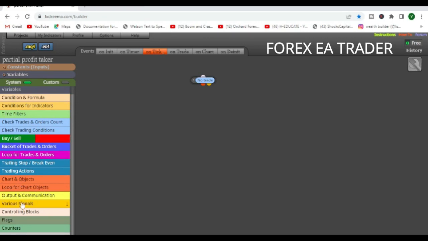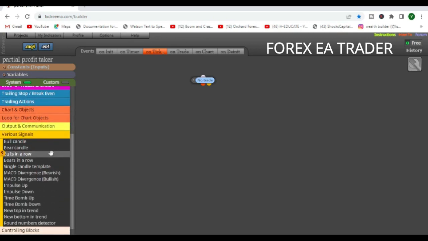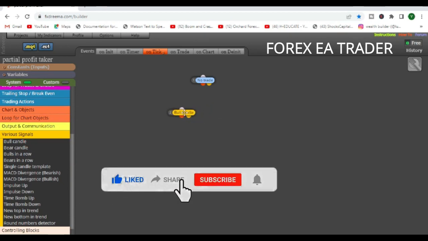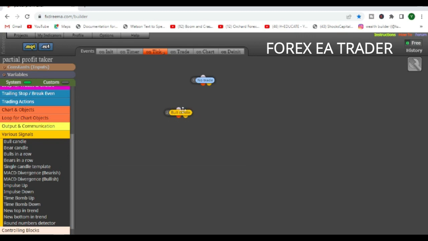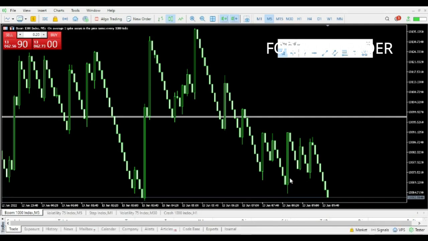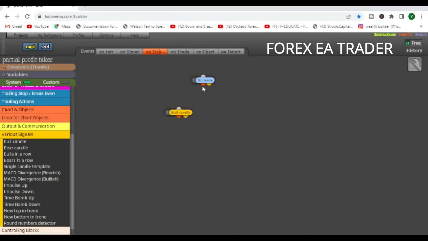We're going to go to various signals. So what we're going to need, if it's crash, we're going to need a bull. Sorry, I'm now confusing myself. If it's boom, we need a bull candle. If it's crash, we need a bear candle, the spike candle. That's what we are setting here. So if it's boom, we are going to need that bull candle.